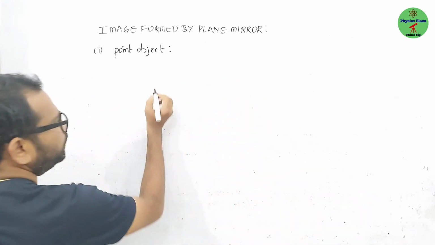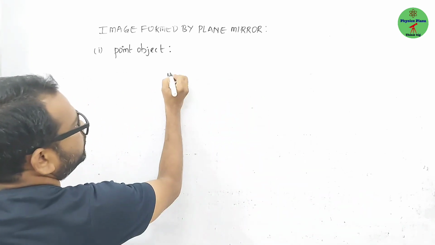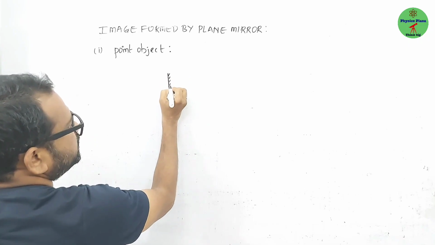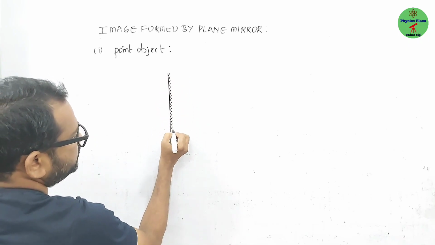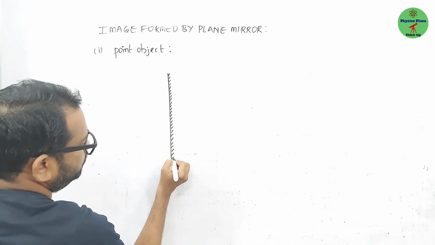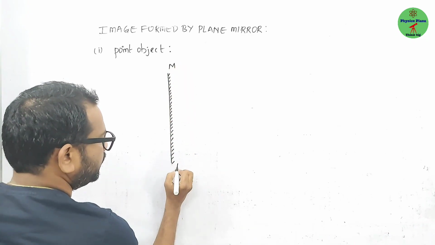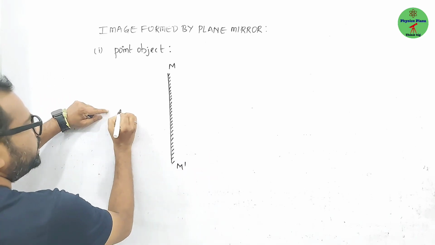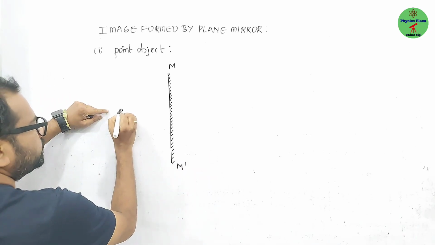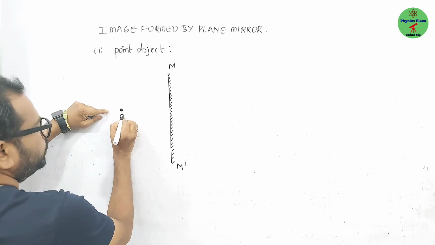Look at it, children. So this is the plane mirror. We know that it is silvered, with a protected opaque surface. Let us name it M and M dash. Now let us take one point object here. Point object O is placed.